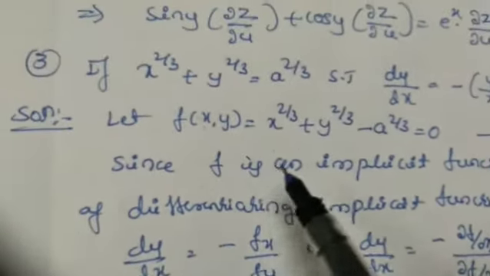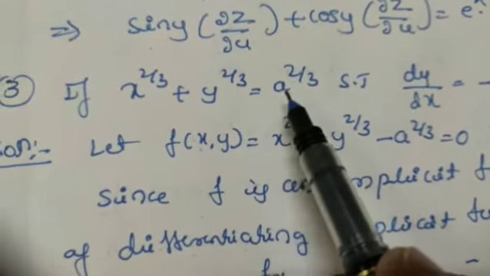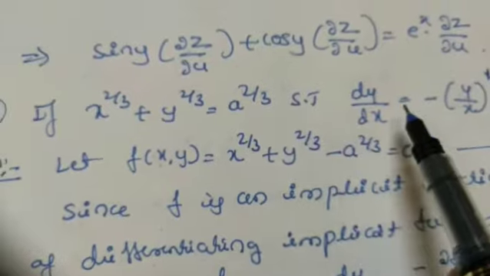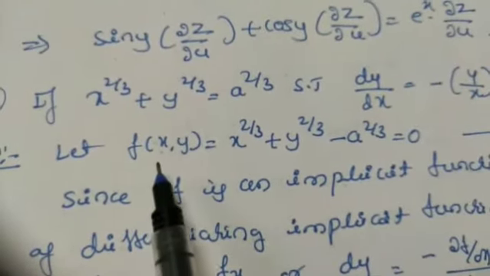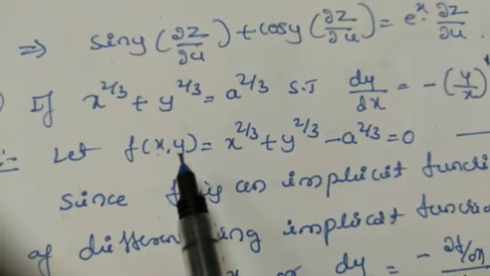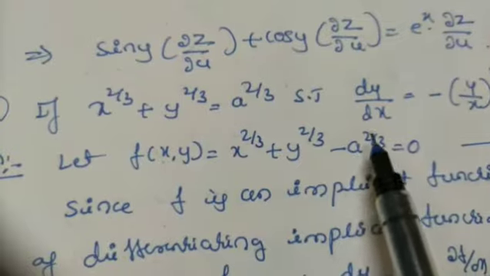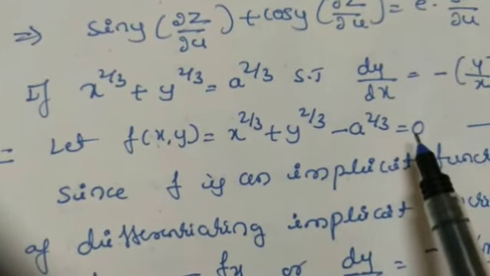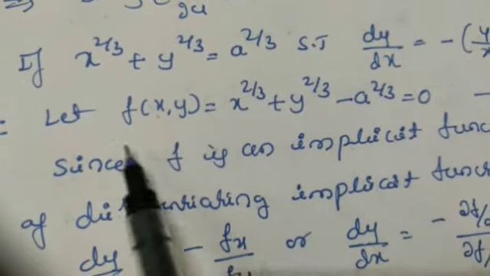Let us take one more example. If x to the power of 2 by 3 plus y to the power of 2 by 3 is equal to a to the power of 2 by 3, then show that dy by dx is equal to minus (y by x) whole to the power of 1 by 3. Let us take this one as f of x, y is equal to x to the power of 2 by 3 plus y to the power of 2 by 3 minus a to the power of 2 by 3 is equal to 0. So here this is an implicit function.